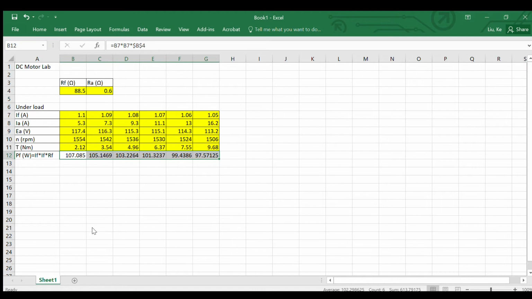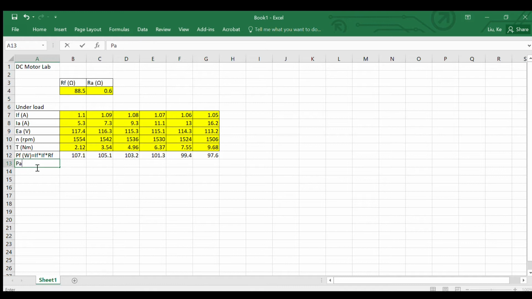Excel will take each individual field current, but use the same field winding resistance and do the calculation automatically for you. In 1 or 2 seconds, everything's done. Then we can define the decimal places, since we don't need that many decimal numbers.